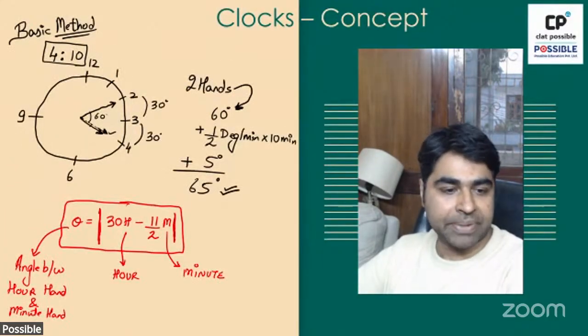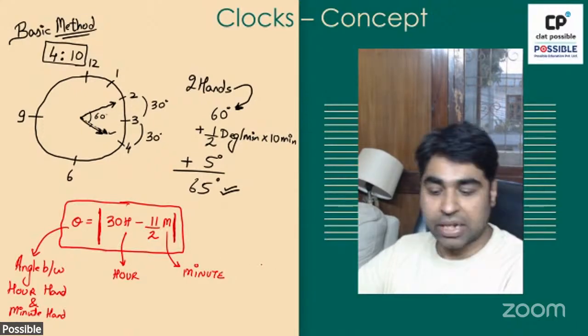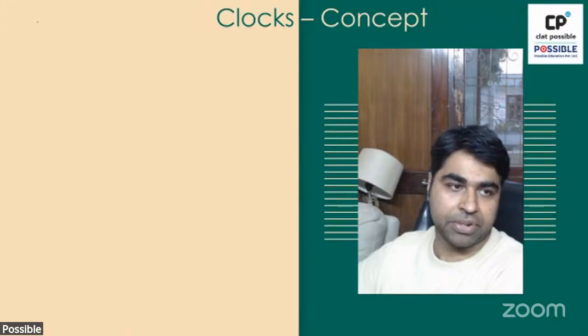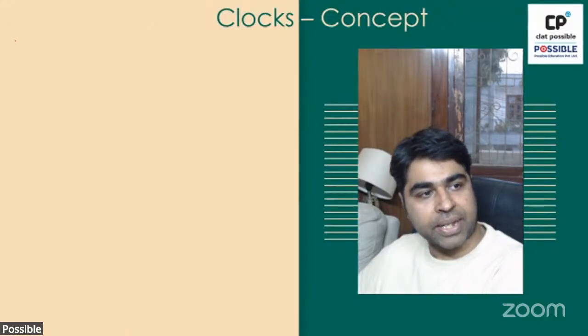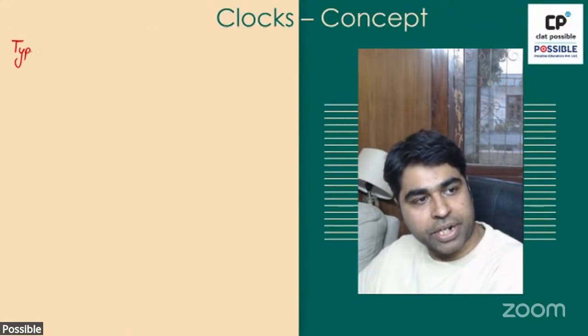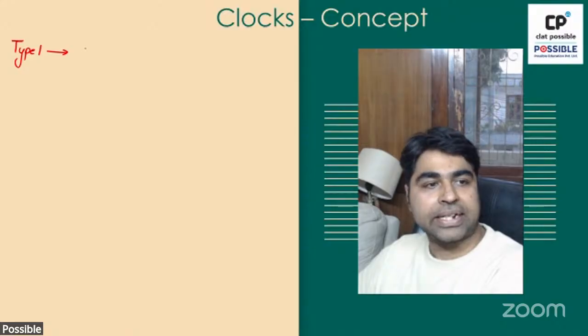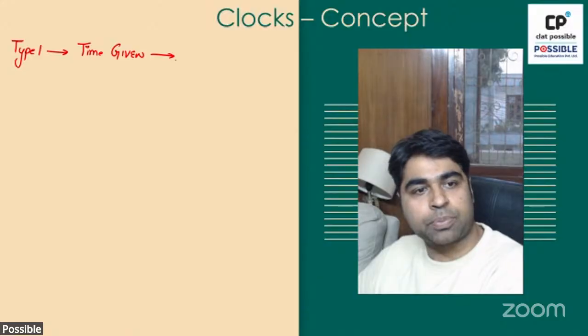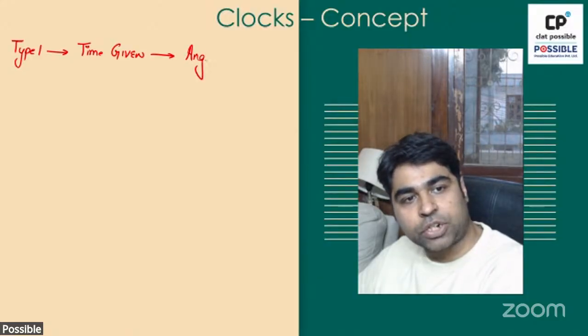So this becomes the formula of clocks. Now, based on this particular formula, what kind of questions can be solved? Question type 1, which we already discussed with you: the time is given to you and you are supposed to find out the angle between the two hands.